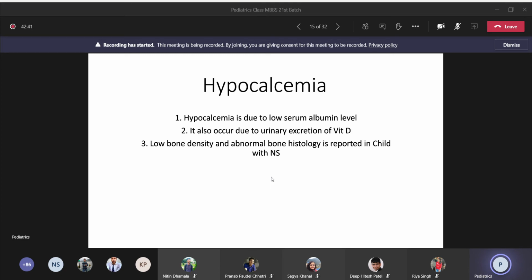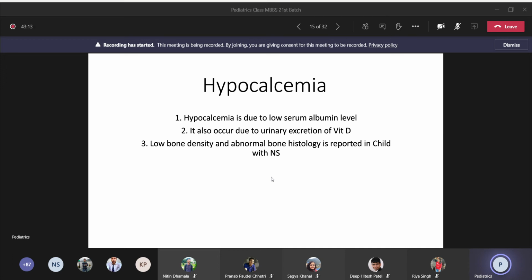hypercoagulability. Now come to the patient with nephrotic syndrome can have complications like hypocalcemia. Why is there hypocalcemia? Hypocalcemia is due to low serum albumin. So usually what happens, the calcium will bind with the albumin, but if the albumin is low, more is bound to the albumin, and in the blood, the less amount of calcium is there.